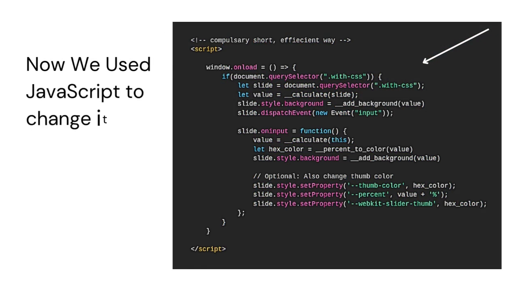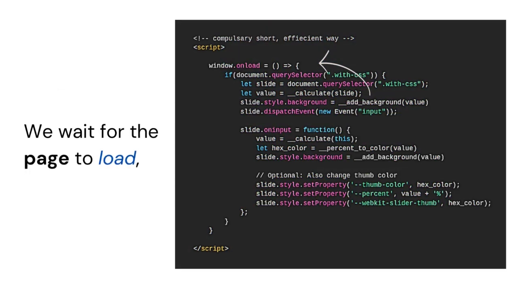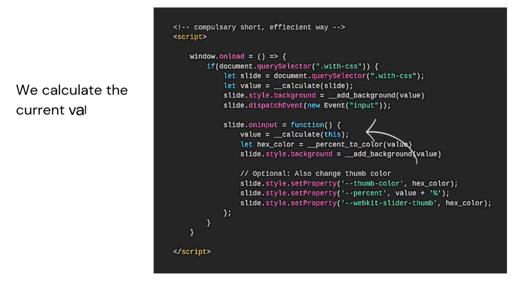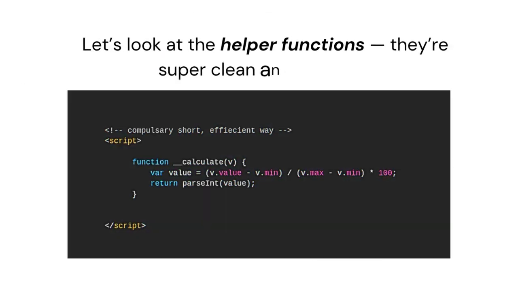Now, we use JavaScript to change its background color based on the current value. We wait for the page to load, then target the .with-css slider. We calculate the current value as a percentage and apply a dynamic background using a linear gradient. Let's look at the helper functions. They're super clean and reusable.